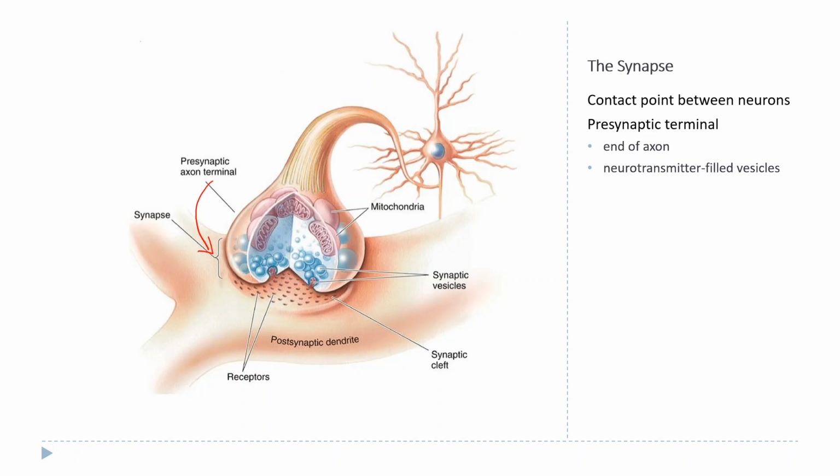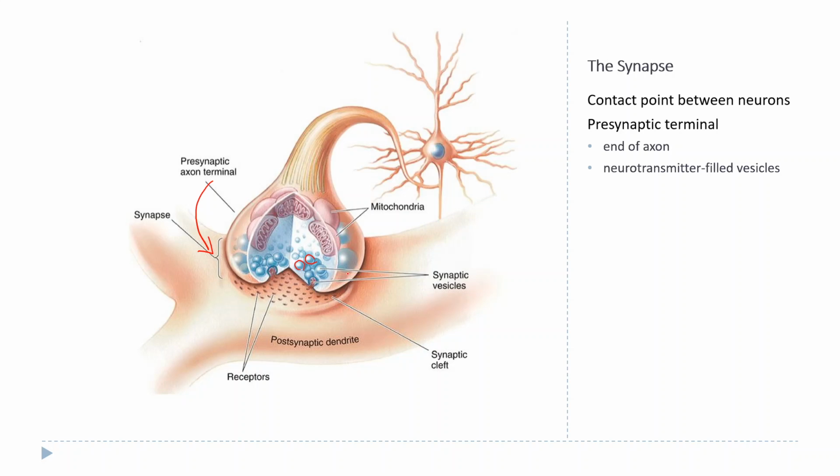And for one thing, there are no microtubules that extend into the terminal. There are lots of mitochondria, so the process of synaptic communication requires energy. And then the most important part of the presynaptic terminal are these little bubbles of membrane called synaptic vesicles. These synaptic vesicles contain neurotransmitters.